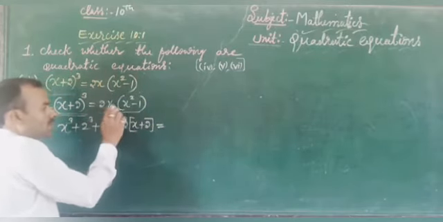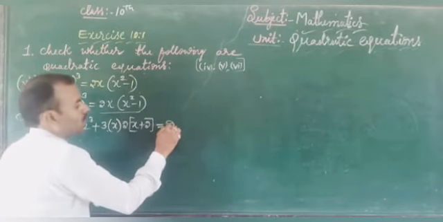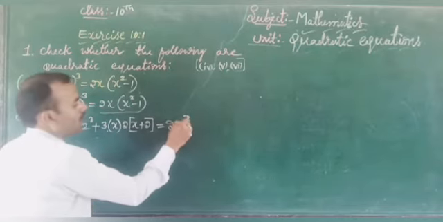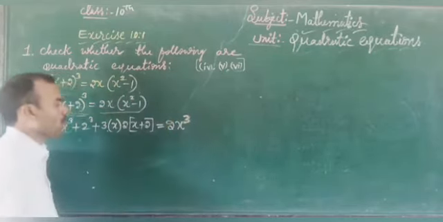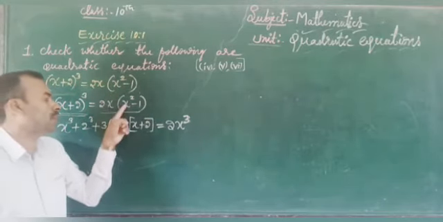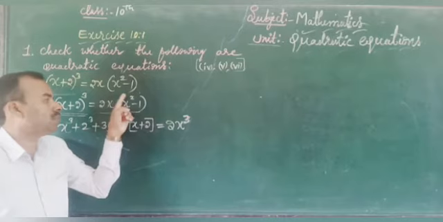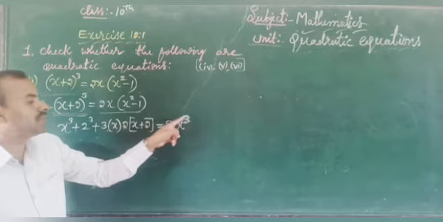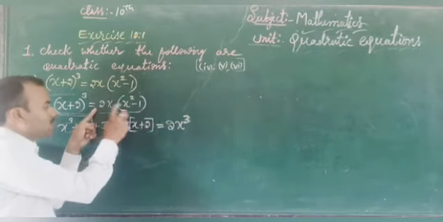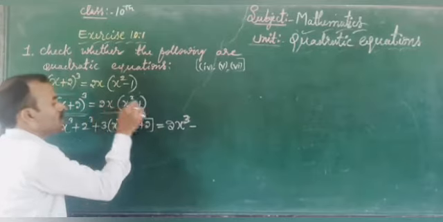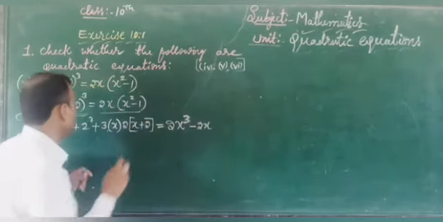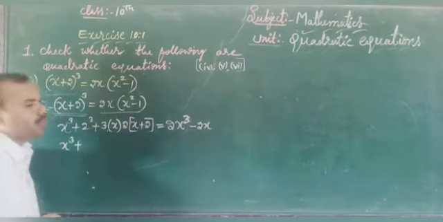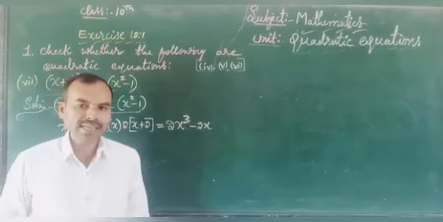Plus 2x into x square, 2x cube. According to the exponent first law, a to the power of m into a to the power of n is a to the power of m plus n. We have to add the exponents. 1 plus 2, 3, is x cube. Plus into minus, minus 2x into 1, 2x. So here x cube plus 2 cube, means 2 into 2 into 2, it is 8.